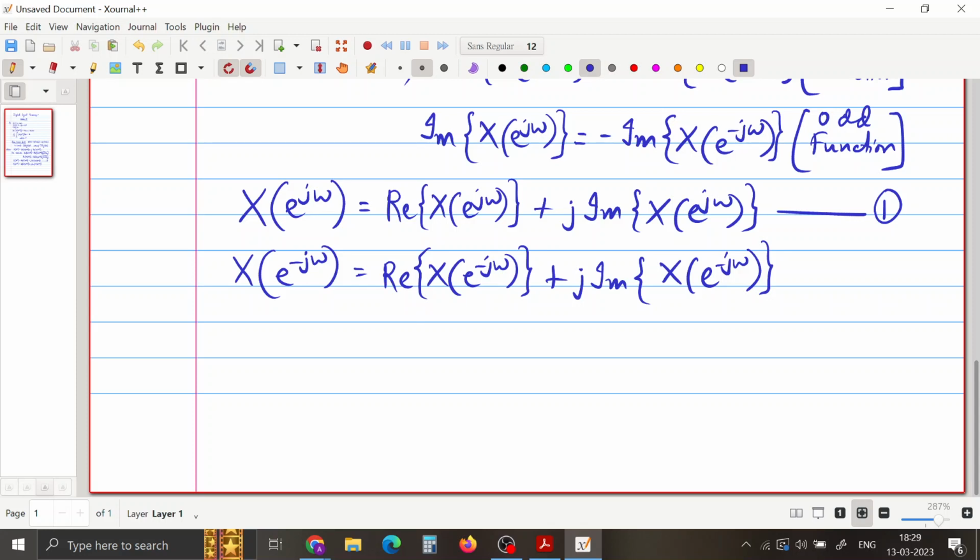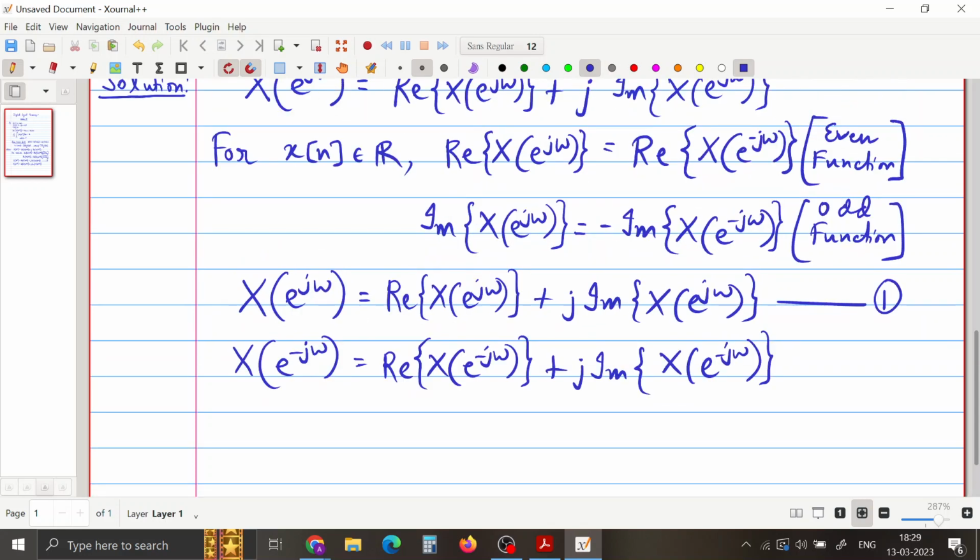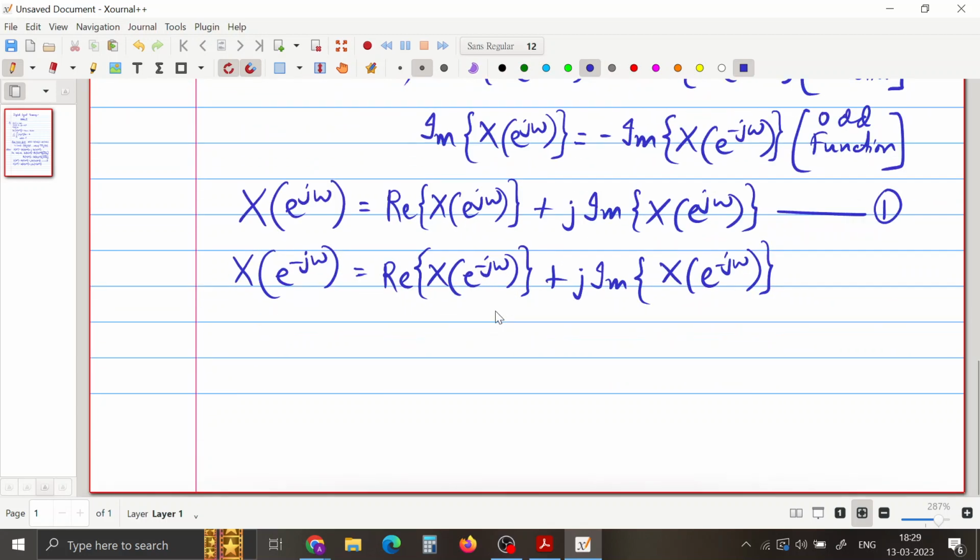And now we know that the real part of the Fourier transform is an even function. So real part of X of e power minus j omega is the same as real part of X of e power j omega. Okay, we already saw this. And the imaginary part being an odd function, the imaginary part of capital X of e power minus j omega is the same as minus of imaginary part of capital X of e power j omega, right? So we'll just use that fact here. So what do we get?